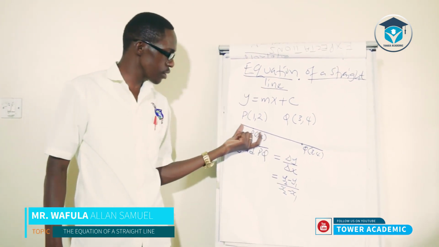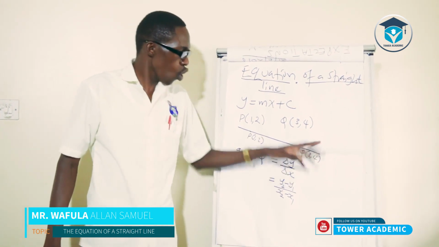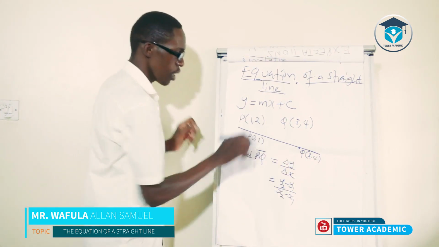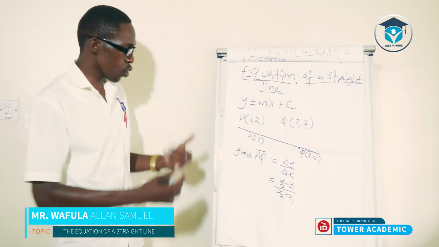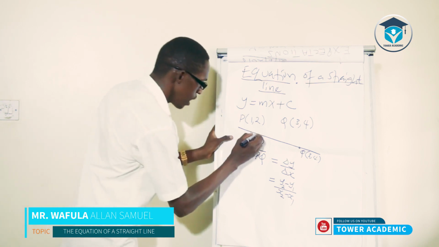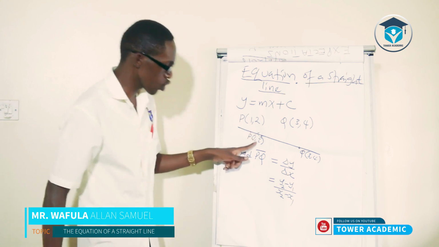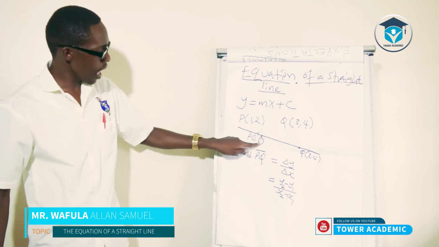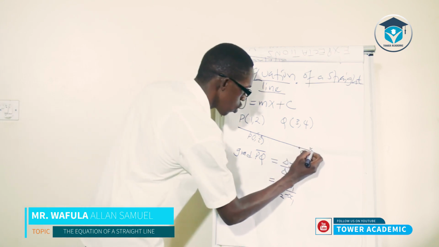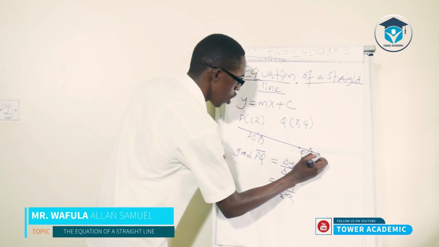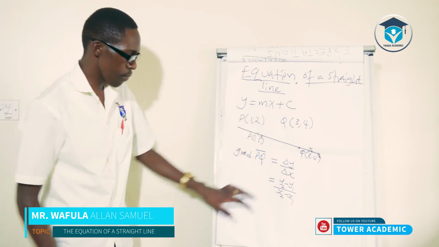We can consider P to be (x1, y1) and Q to be (x2, y2), or the reverse. If I decide, I can start by calling this one x1, then this one y1, since we know that the first coordinate always represents the x, and the second coordinate represents the y. Then I call this one x2, and this one y2. Thereafter, I substitute this into my formula.